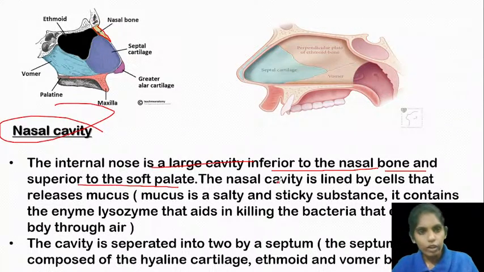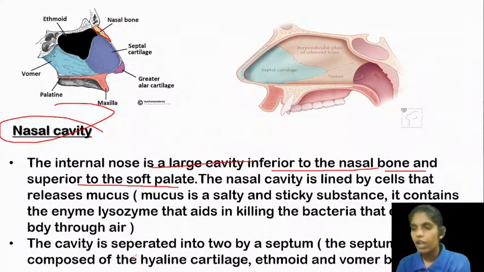This mucous membrane contains mucus secreting cells. And as I told you earlier, this mucus is a sticky substance which will help in trapping the dust particles. Also the mucus contains an enzyme called lysozyme. You might have heard about this enzyme. It will help in killing the bacteria which may enter the body along with the air.